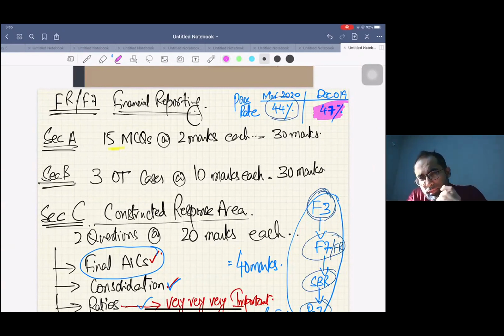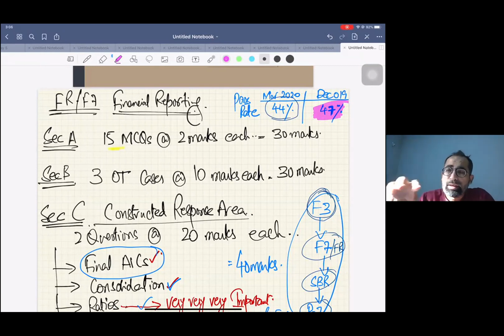Normally this passing rate is the highest in part 2, the skills module. If you compare with other papers, F5 PM passing rate is 30% or 35% something. The F8 AA audit paper's passing rate is almost 38% or 37%. So comparatively, the financial reporting passing rate is excellent. So that's an opportunity for you to clear.